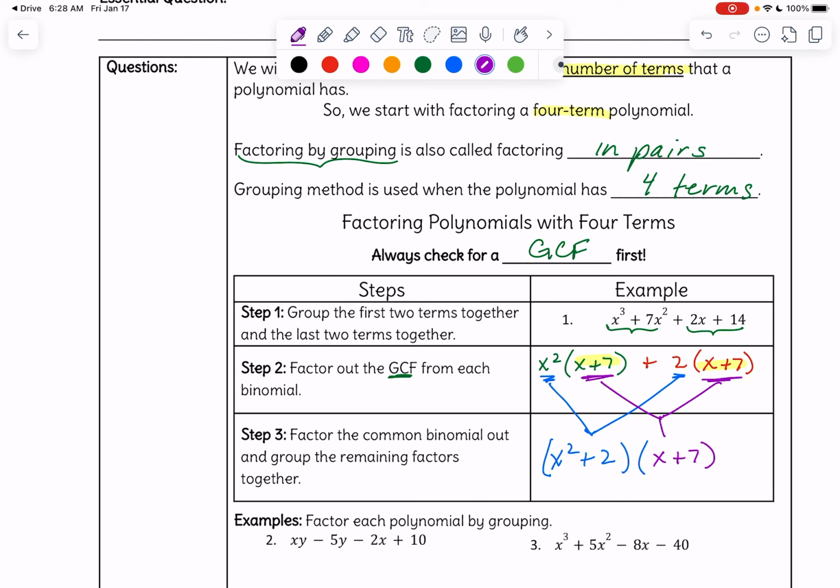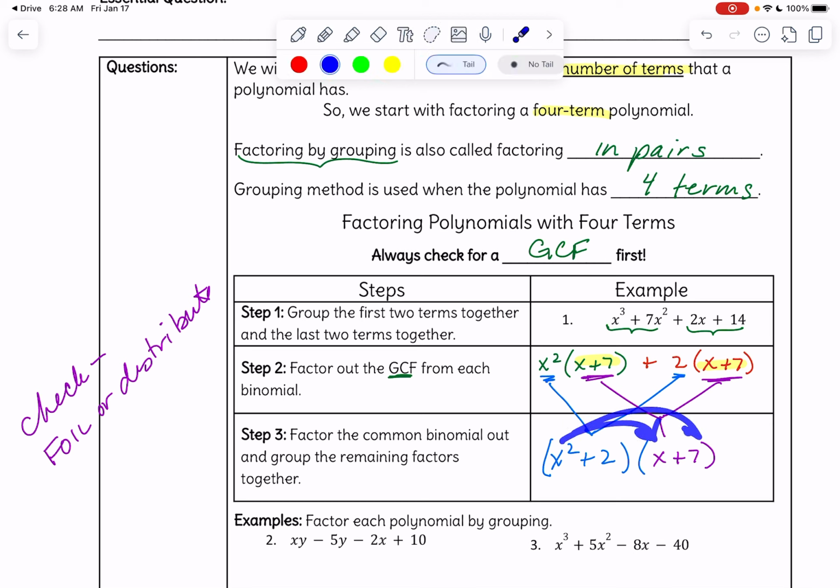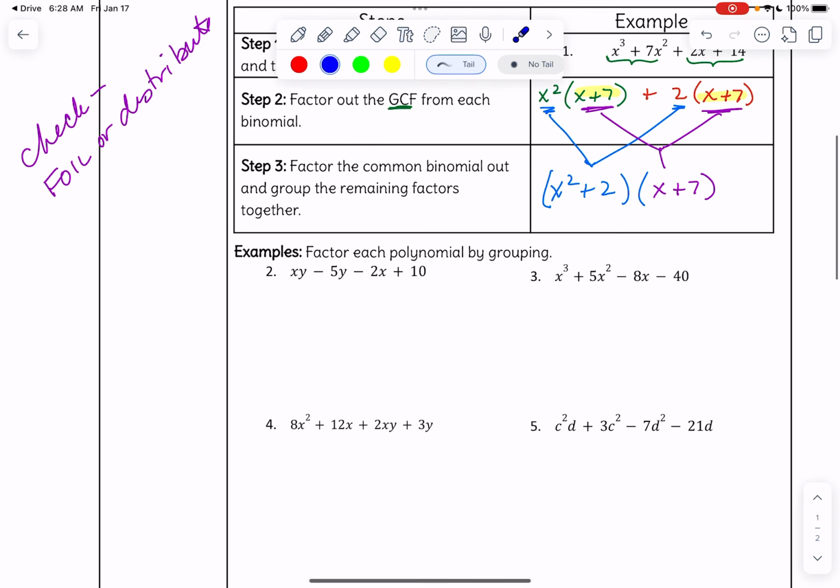And again, to check, we need to FOIL or distribute. So I can take x squared times x and x squared times 7. And then I can take 2 times x and 2 times 7, and I should end up with my original polynomial. So let's do some examples.